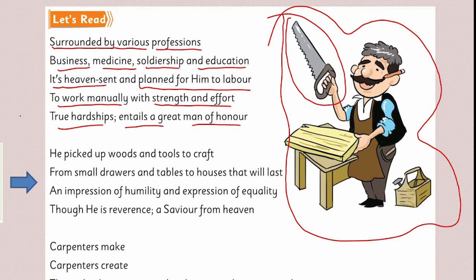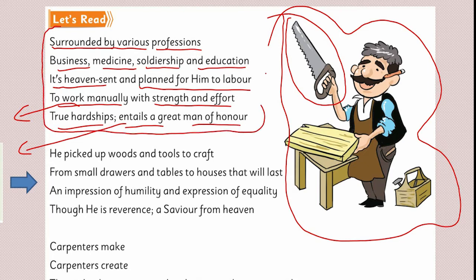Here manually means to work without technology or electricity, with hands, physically. As you can see, he is working with his hands, he is doing a physical activity here. And entails means to include, contains. Here this stanza means that we have so many professions in the world. Business, medicine, soldier, education, farmer, doctors, teachers, so many professions we have.